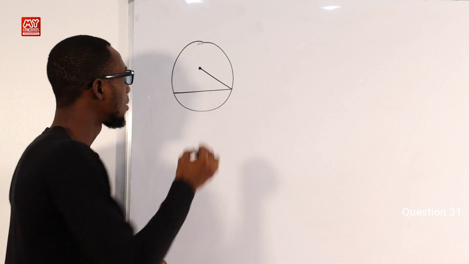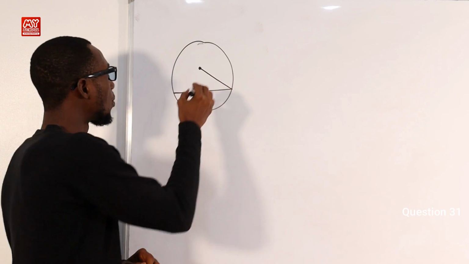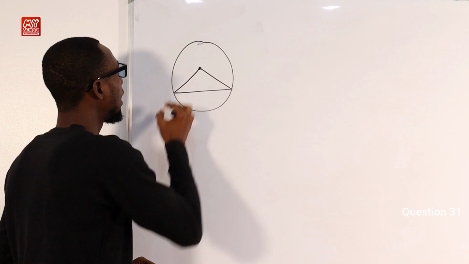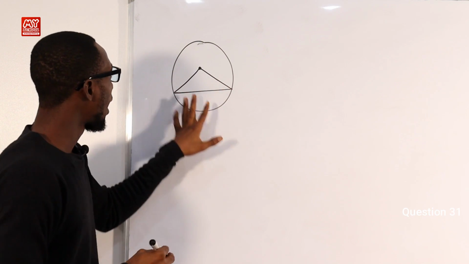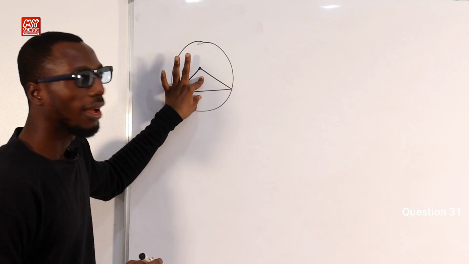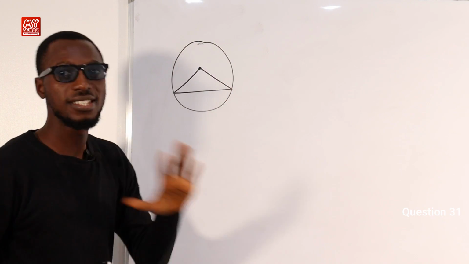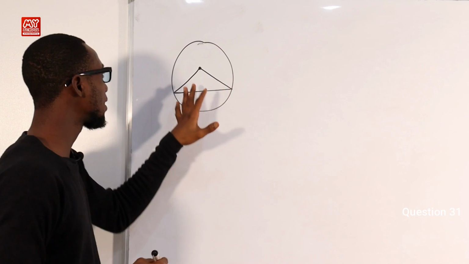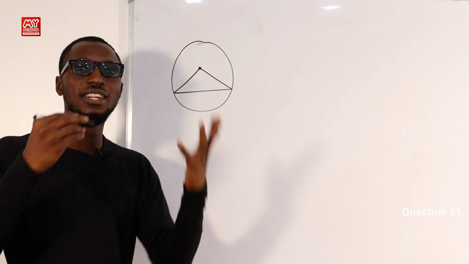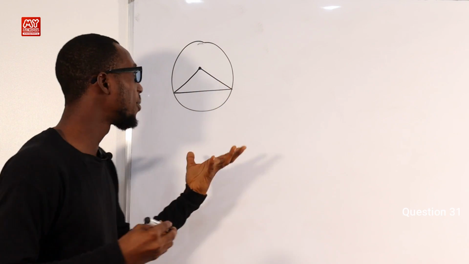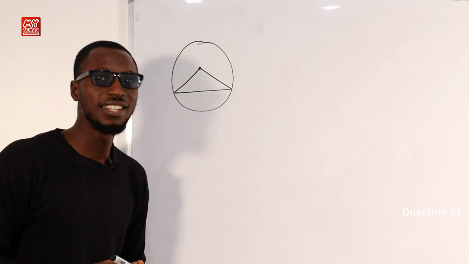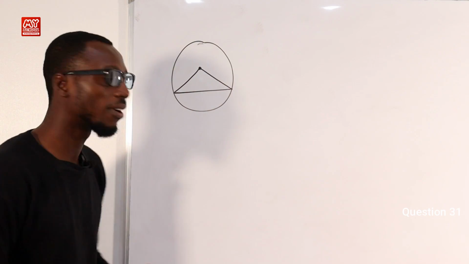So we can see that. So if it's the same thing as the radius, that means we are looking at an equilateral triangle, a triangle that has three sides equal, and that makes 60 degrees each. So the angle we are looking at makes 60 degrees. So we are asked to find the length of the arc.